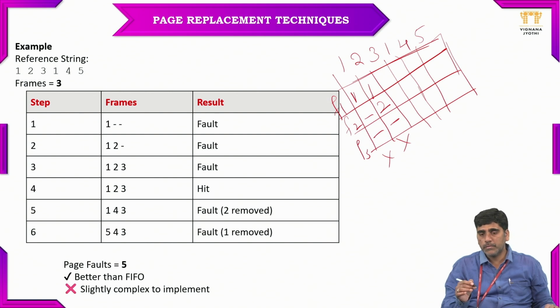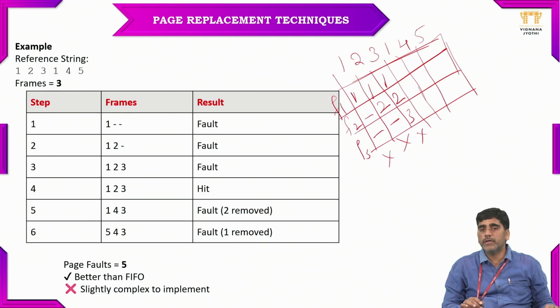Still 1 frame is empty and we are looking at the requested page to load. The third page is ready to load, so load the page into the main memory. Now 3 pages are loaded into the memory. The 3 frames are full with the 3 pages.